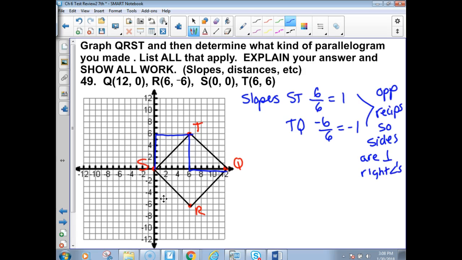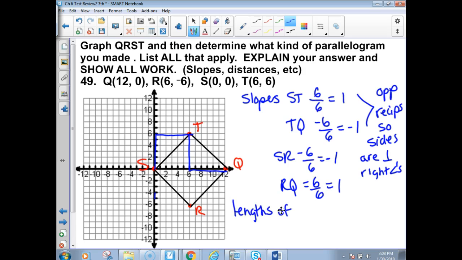Now I'm just going to double check for the others. SR, down 6, right 6. And RQ, up 6, right 6. All right, so those verify that all the sides. And now look, you see how you got 6 to 6, all the 6s? You can find the lengths of the sides.